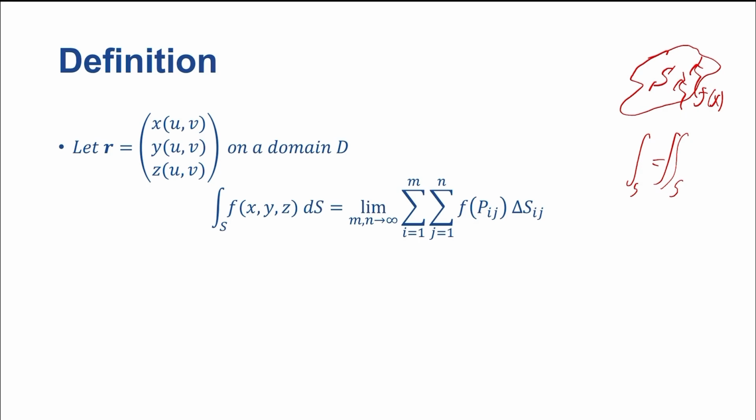Anyways, the integral over the surface of f of x, y, and z with respect to a differential surface element is equal to the limit as m and n approach infinity of the sum from i equals 1 to m, and then the sum from j equals 1 to n of f of p sub ij delta s sub ij. Now, what does this really mean? This means we're taking the function at a point, multiplying it by the small area of a parallelogram.